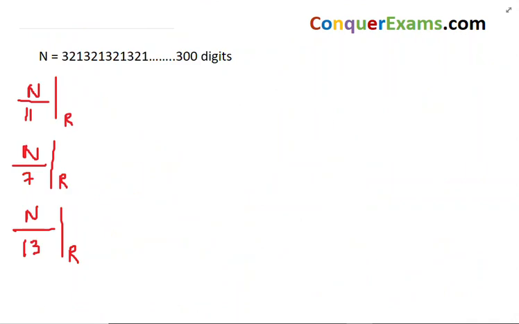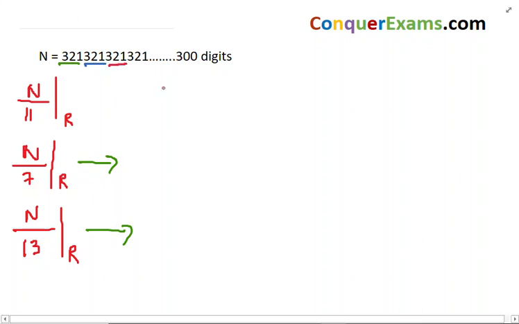Okay, so we have this number here. Let n be a very big number, 321321 and so on, going up to 300 digits. Now you want to check whether this number is divisible by 11, 7 and 13. Let's start with 7 and 13. You know that the rule for 7 and 13 is you divide it into triplets. You see that this is a pattern where 321 is repeated, so every triplet would be 321, right?